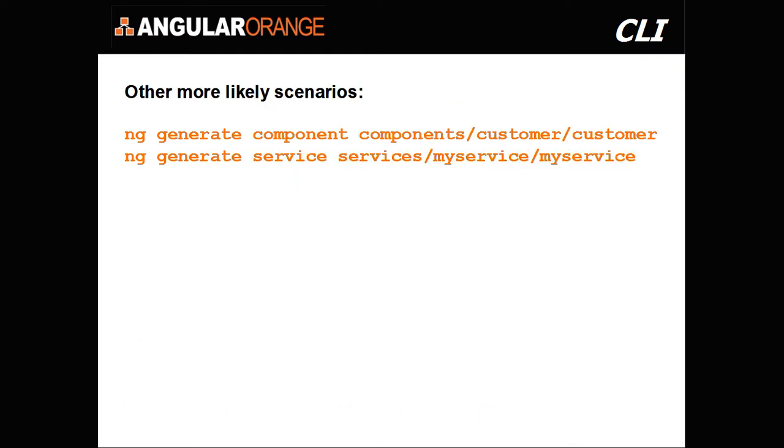Okay, so what I always do is I do an ng generate component. I put it in the components directory. I make sure it has its own directory called customer, and I'm creating a customer component. And the same thing for services.